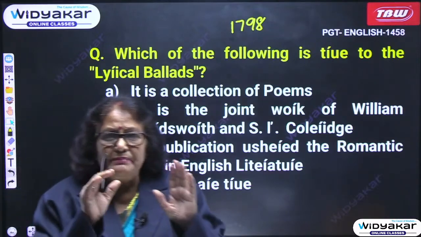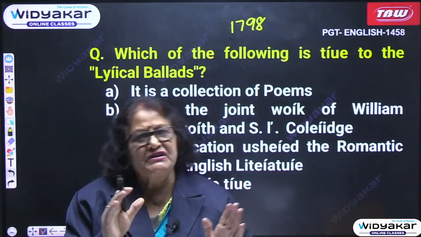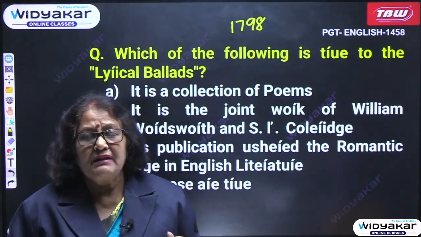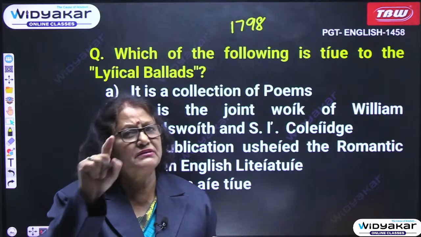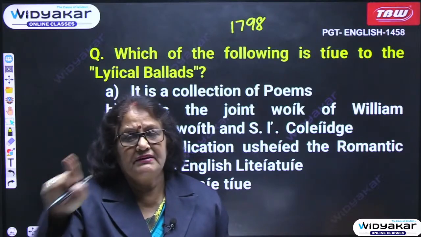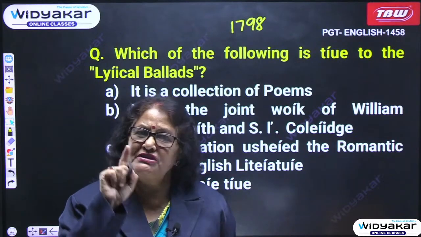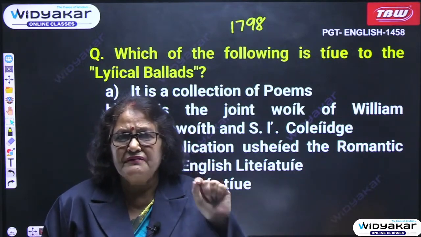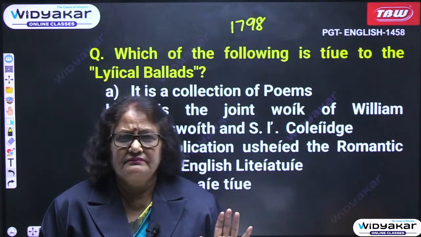The first poem of the Lyrical Ballads was Rime of the Ancient Mariner, and the 23rd, last poem is Lines Composed upon Tintern Abbey. Tintern Abbey was the last poem, the 23rd poem. The first poem is Rime of the Ancient Mariner, by Coleridge.